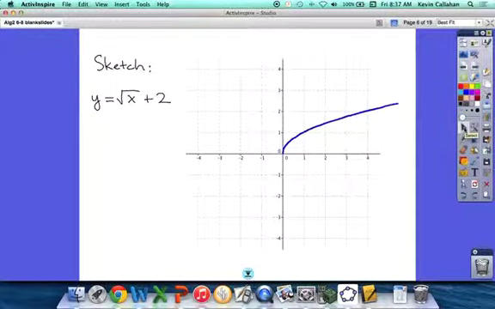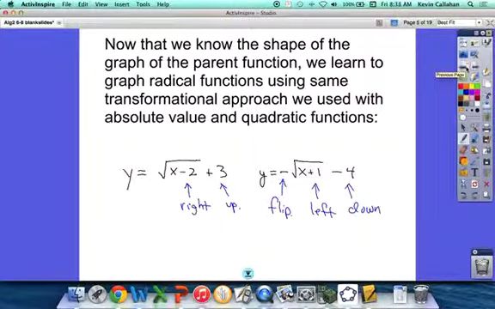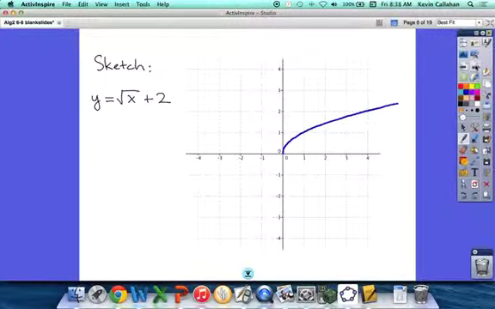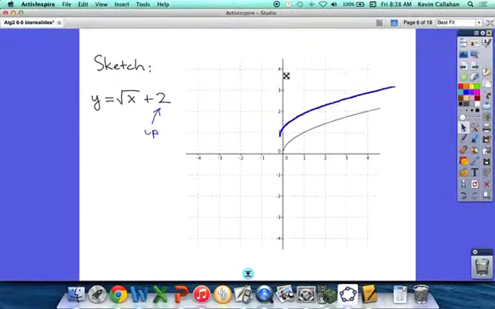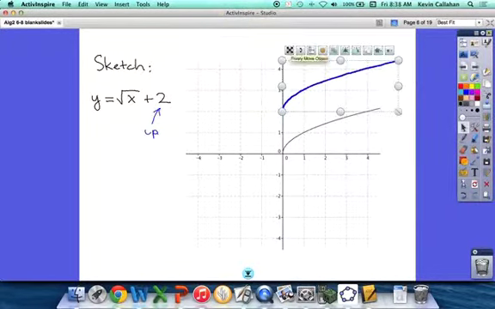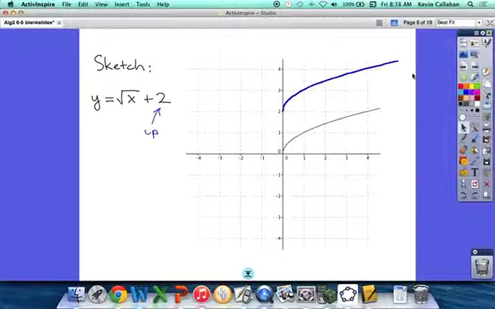Sketch the graph y equals the square root of x plus 2. Which way does this graph move? We just did this stuff, right? After the function, what does it do? Up, okay? So the graph is up 2. That's it. You just take the original function and scoot it up. Done.